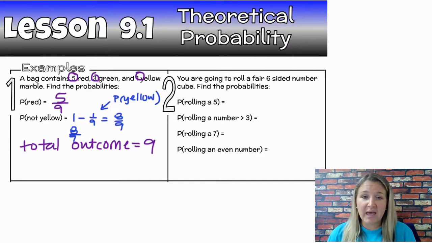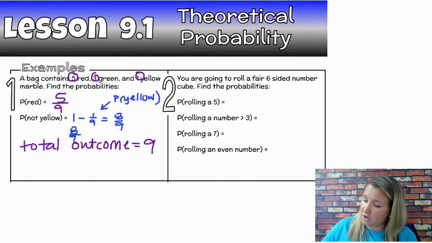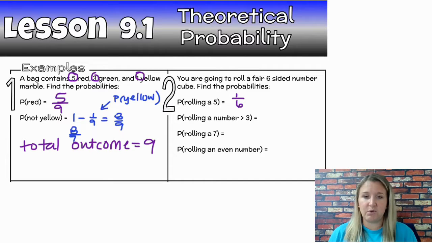All right, so let's look at example two, a typical probability problem. You are going to roll a fair six-sided number cube, so a die, one of them. And then you're going to find the probabilities. What's the probability of rolling a five? Well, how many fives are there on a six-sided number cube? There's one. And there are a total of six possible outcomes, because 1 through 6. So just 1/6 there.